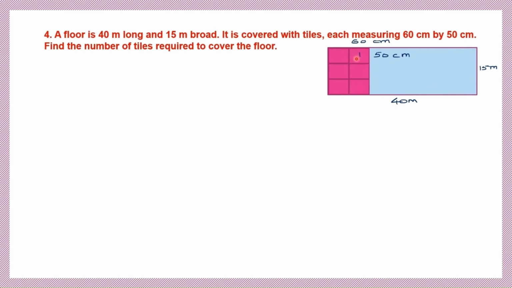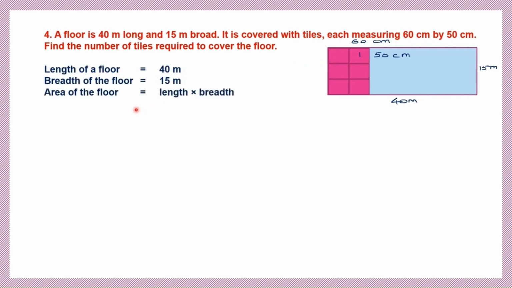of each tile. So let's begin by saying length of the floor is 40 meters, breadth is 15 meters, given to us. Now we are going to find the area with the formula length into breadth. And how much is length? Length is 40 meters and breadth is 15 meters. Now, before we multiply, look at the measurement of the tiles. The tile is in centimeters, whereas the floor is in meters, isn't it? So let's convert this into centimeters.